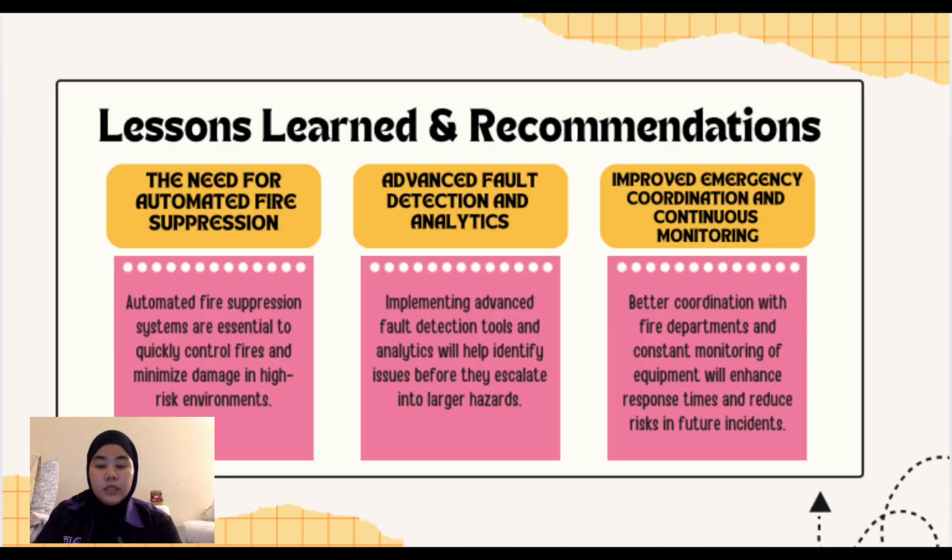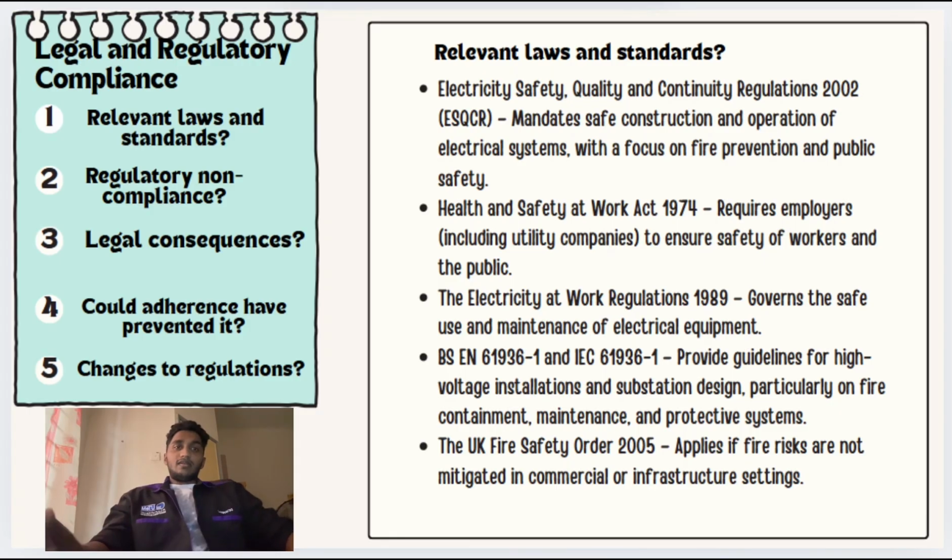From this incident, several key lessons were learned. First, the importance of an automated fire suppression system became evident. Additionally, we need to integrate advanced fault detection analytics to help identify and mitigate risk faster. Emergency coordination with fire departments should also be improved, and continued condition monitoring will help prevent similar incidents in the future.